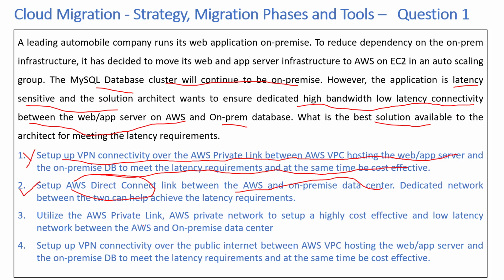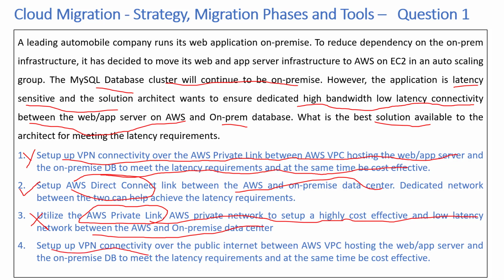Utilize the AWS private link, AWS private network to help set up a highly cost-effective and low latency network between AWS and on-premise data center. So as we discussed, AWS private link is connectivity between AWS VPC and some of the services like S3, DynamoDB. So that's where you use the AWS private link. It is not for connectivity between on-premise data center and AWS. So again, this is not the correct option.